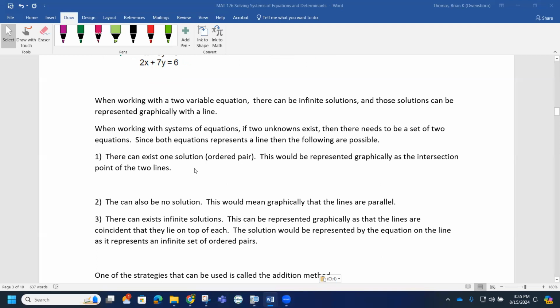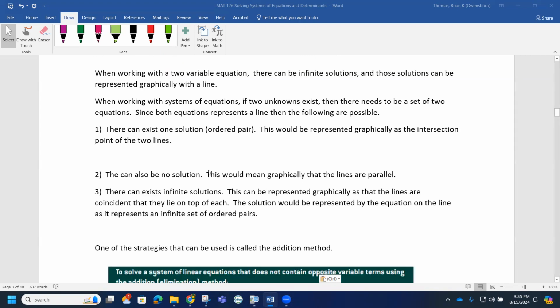The two lines could intersect, which means there's only going to be one solution. So again, this would be represented graphically as the intersection point of two lines. Also, there could be no solution to the system. Graphically, that means the two lines were parallel.